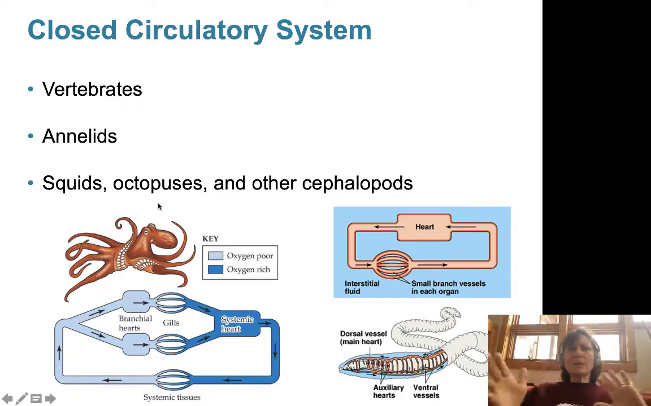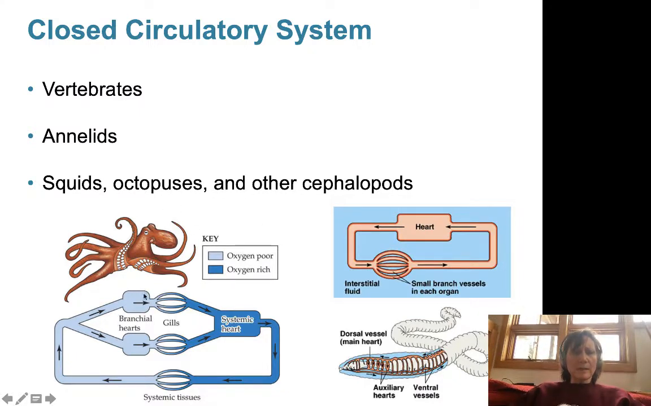So we're focusing on vertebrates, but truth be told, closed circulatory systems can be found in vertebrates, in annelids, so hopefully you remember that those are various kinds of worms like lumbricus, so earthworms and others, but you also have leeches in that same system. And also in cephalopods, so squids, octopi, cuttlefish, various of those upper level mollusks.